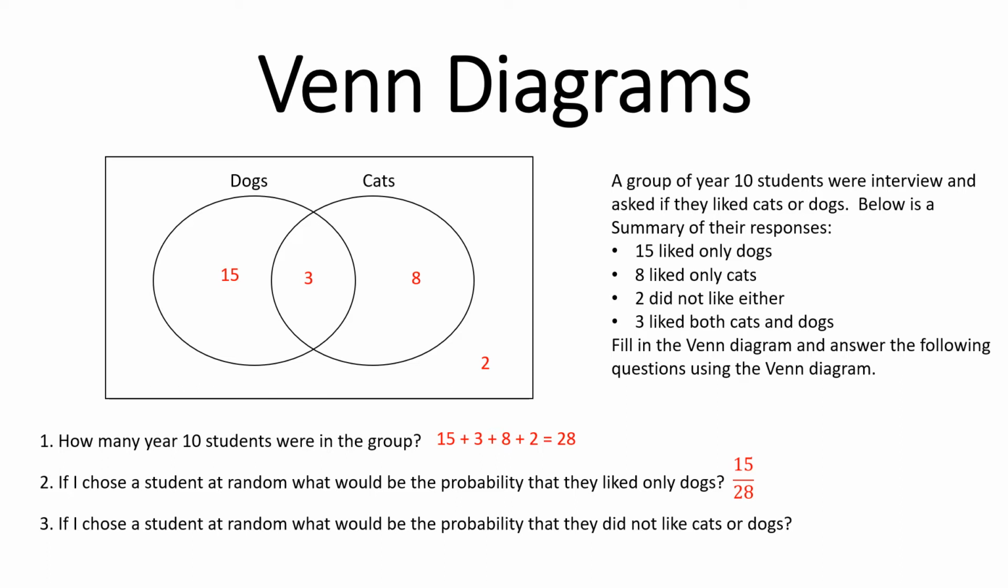Question 3. If I choose a student at random, what would be the probability that they did not like cats or dogs? So once again, we go to our Venn diagram, and this time we're looking for people who are not in either of the circles because they do not like cats or dogs. So that would be 2. And once again, we have to put that over our total number of outcomes, and we would have 2 over 28.